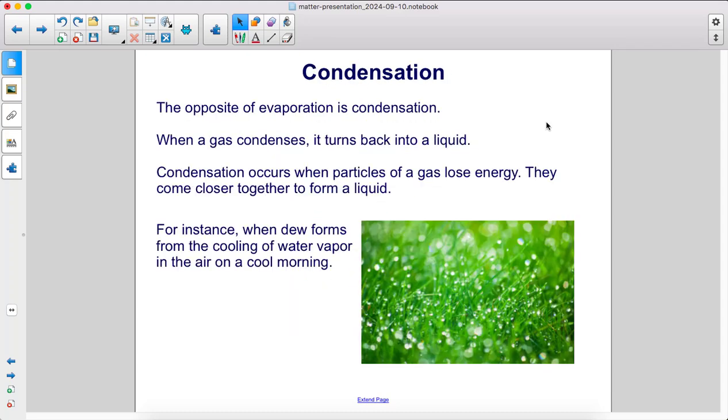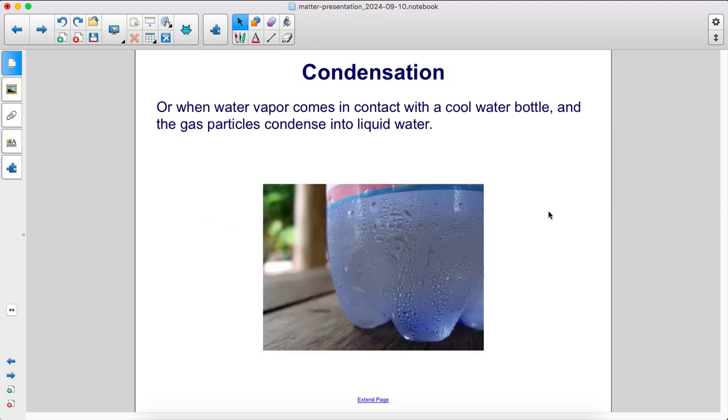The opposite of evaporation is condensation. When a gas condenses, it turns back into a liquid. Condensation occurs when particles of a gas lose energy. They come closer together to form a liquid. For instance, when dew forms from the cooling of water vapor in the air on a cool morning. Or when water vapor comes in contact with a cool water bottle and the gas particles condense into liquid water.